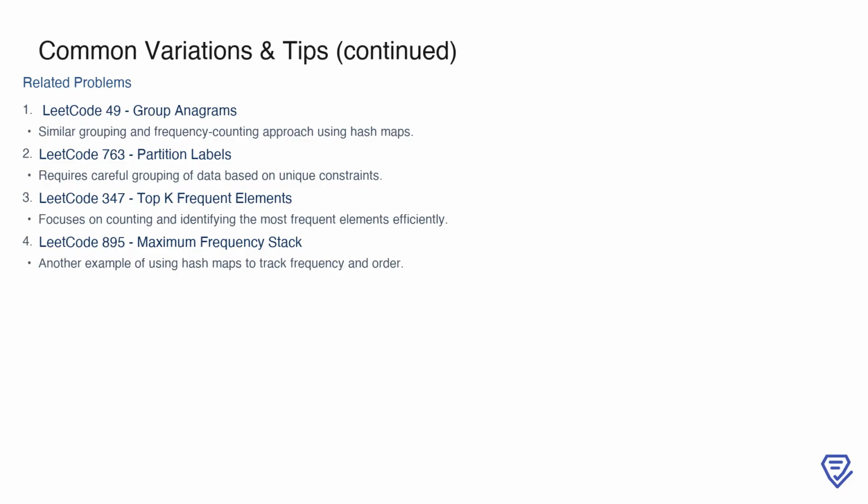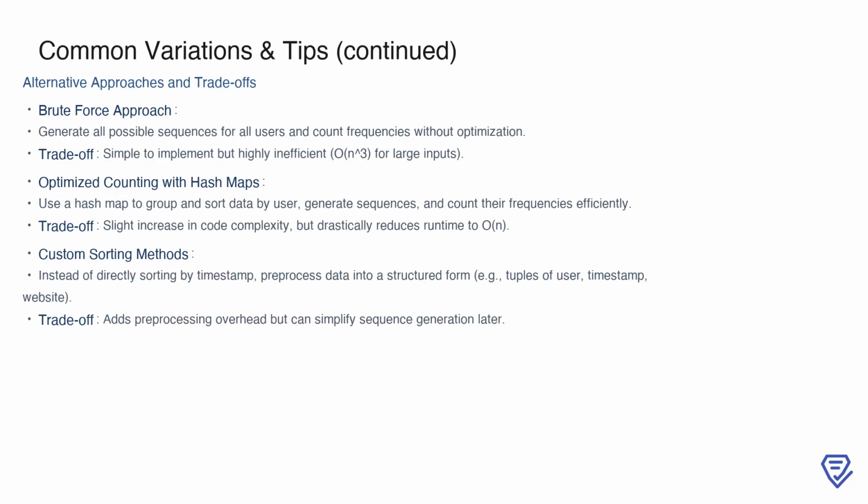Problem 347, top K frequent elements, focuses on identifying the most frequent items efficiently, a skill that applies directly to counting and ranking sequences here. Lastly, problem 895, maximum frequency stack, provides another example of leveraging hash maps to track both frequency and order, concepts that are also central to solving this problem effectively. Exploring these related problems can deepen your understanding of how to apply hash maps and grouping techniques across a variety of scenarios. Now, let's consider some alternative approaches and their trade-offs.